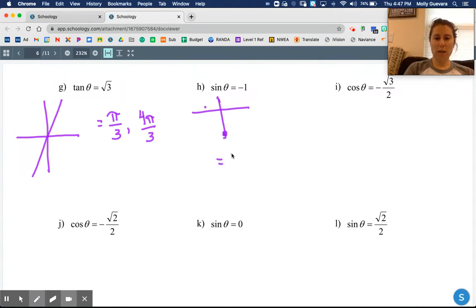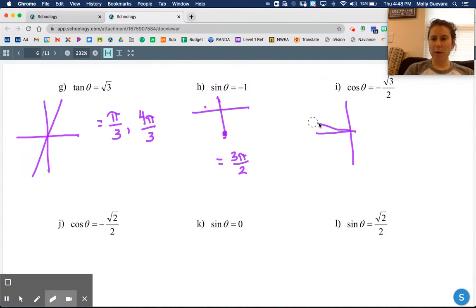There's only one, and it's 3 pi over 2. So in that case, there's only one angle. Here I have cosine of theta is negative, so it's going to be quadrant 2 or quadrant 3. And cosine is negative root 3 over 2.